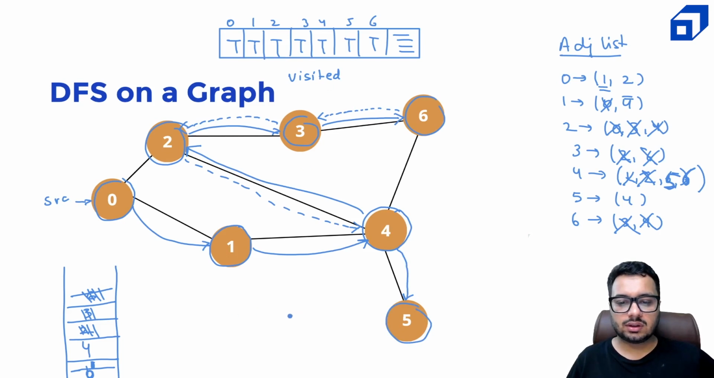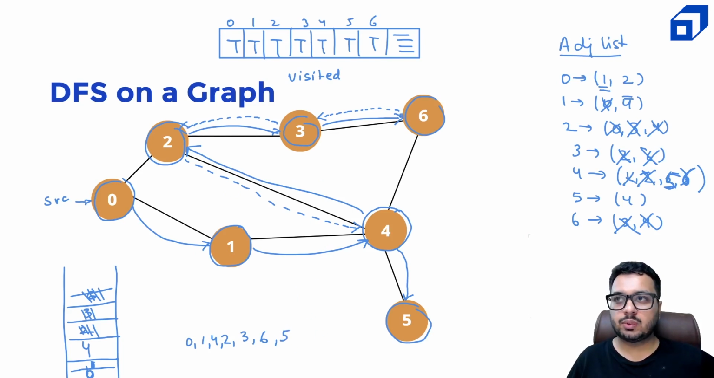So if I talk about the order, it was 0, 1, 4, 2, 3, 6. And now you are actually visiting 5, right?